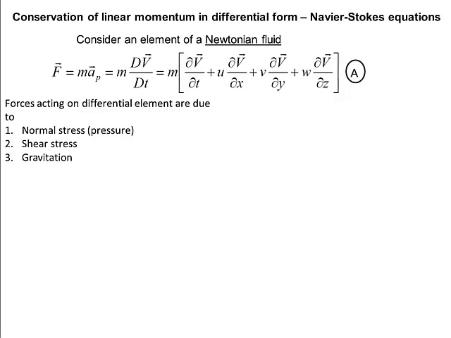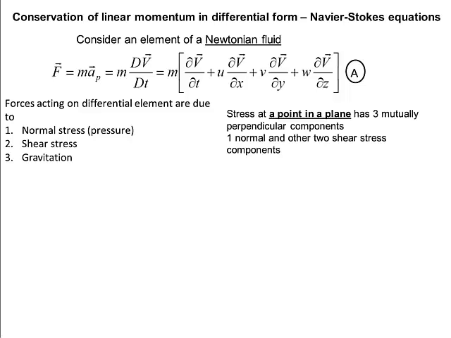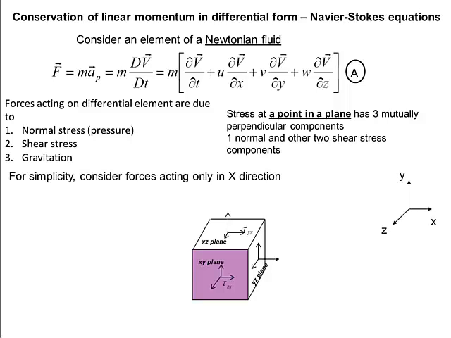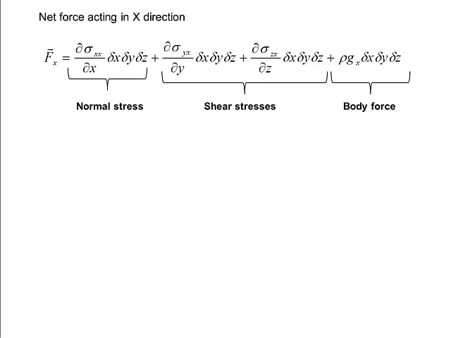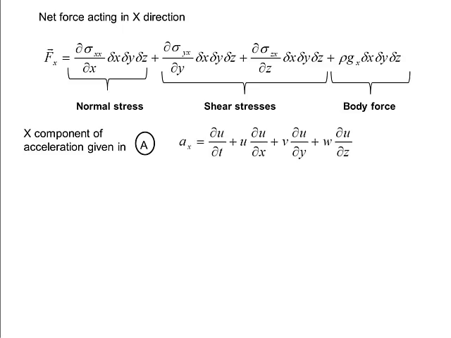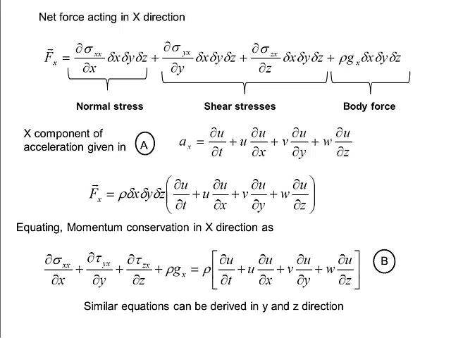Forces acting in x direction are shear stress in xz plane, shear stress in xy plane, normal stress in yz plane and body forces in x direction. From this we can calculate the net force acting in x direction. Now consider the x component of acceleration as equation A. Equating the x components of force to mass times x component of acceleration, we get equation B.